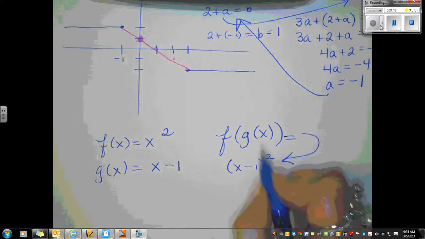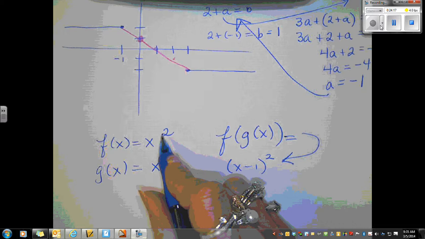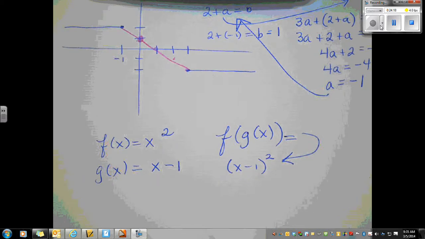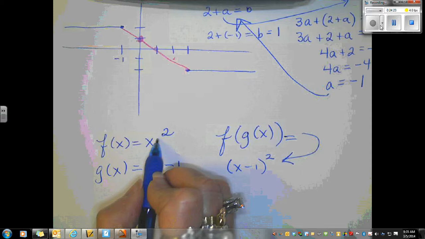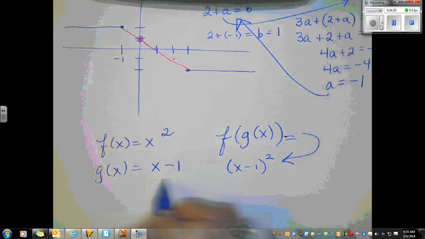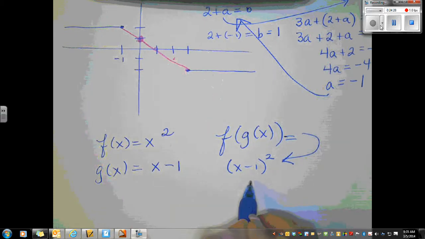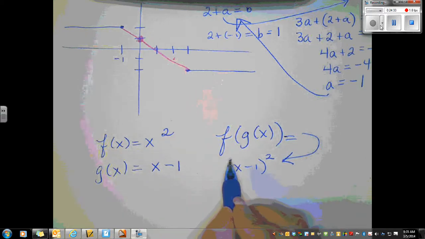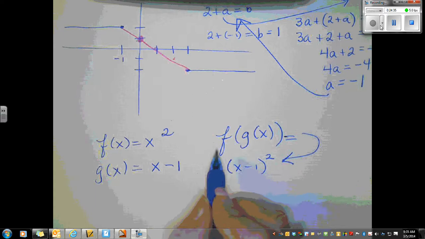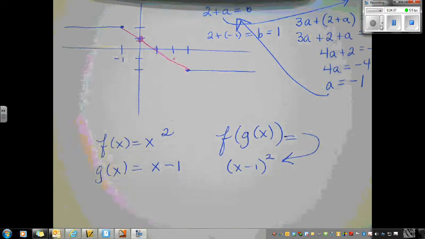I would take g and put it into f. But let's talk about this first. Is this guy continuous? Is this guy continuous? Is this composite function continuous? Yes. So if one of these has an issue, then the composite should have an issue, right? Okay, that's what you need to know.